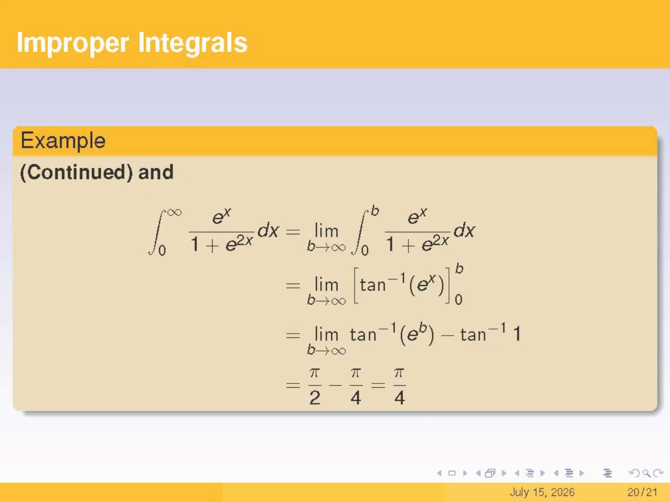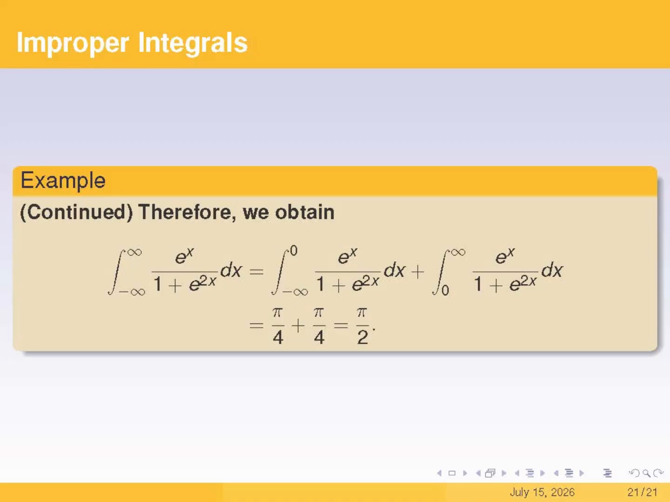Next, we will compute the improper integral from 0 to positive infinity. First, we rewrite it as the limit of a definite integral, which is shown in the first line on the screen. Once we calculate the definite integral, we let b go to positive infinity, and that gives us the value of the improper integral, as you can see on the last line. Lastly, by adding the values of both improper integrals together, we get the final value of the improper integral from negative infinity to positive infinity.